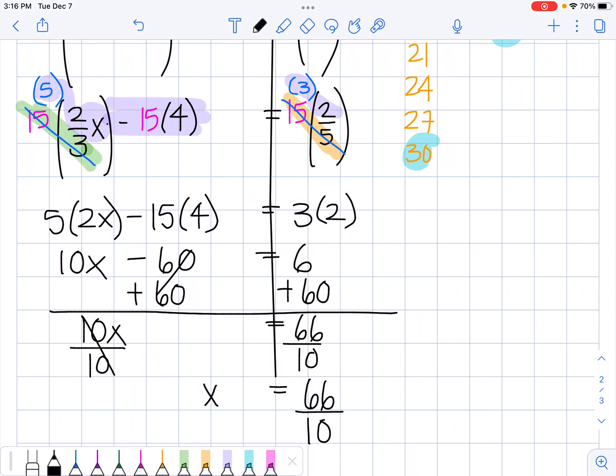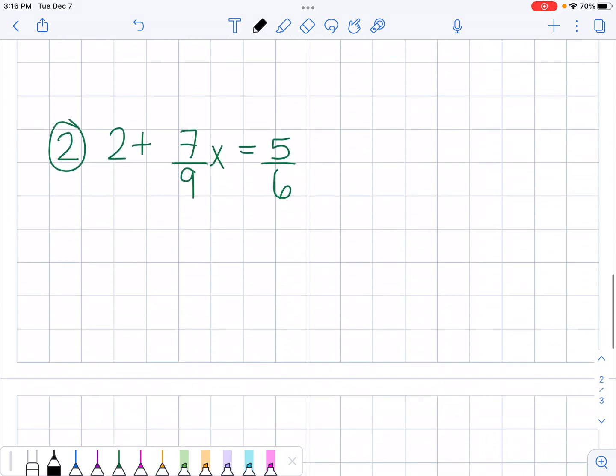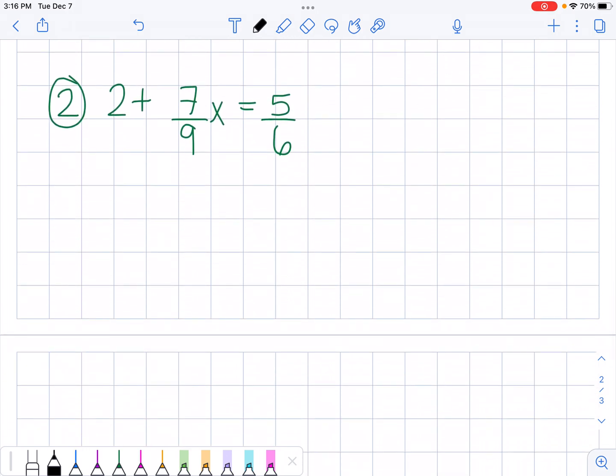And I'm just going to reduce this fraction right here, 66 over 10. What goes into both 66 and 10? Well, I know 2 does. So that's the same as dividing the top and the bottom by 2, which gives me 33 over 5. And that's my final answer. All right, let's try one more. 2 plus 7/9 x is equal to 5/6. So I'm going to draw my line down the middle, reminding myself whatever I do to one side, I have to do to the other.